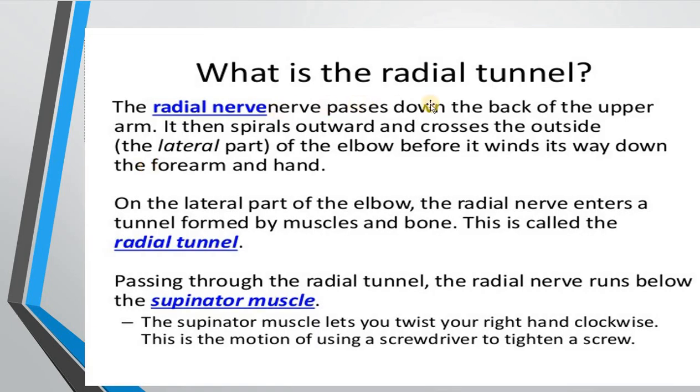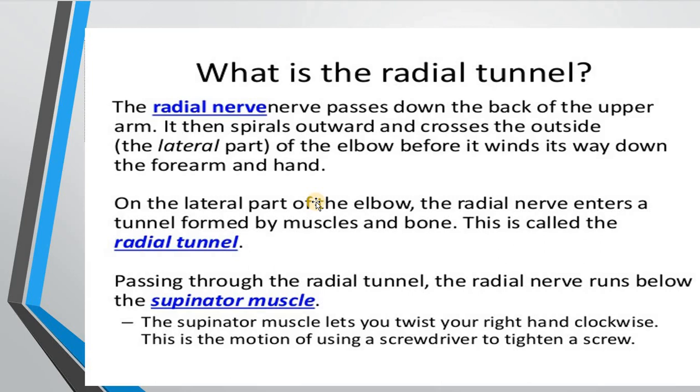So the radial nerve passes down the back of the upper arm. It spirals down and crosses the lateral aspect of the elbow before it winds its way down the forearm and the hand.